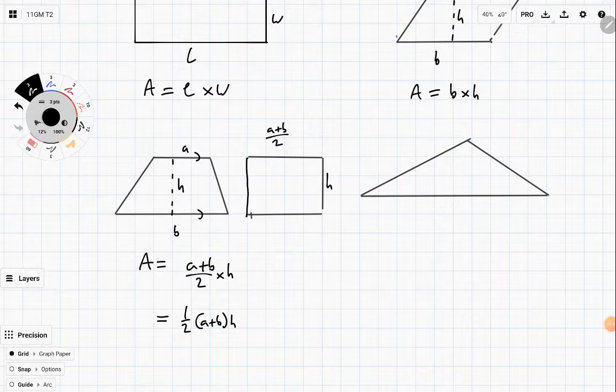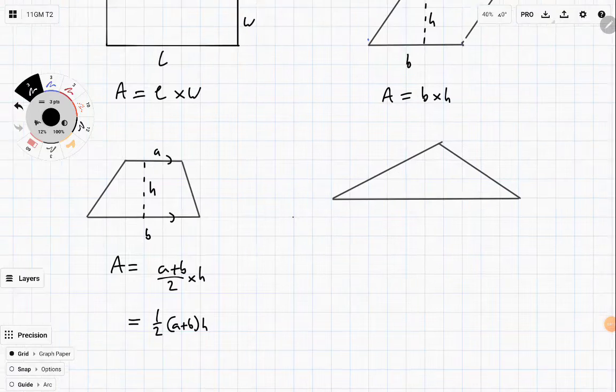Okay? But it's half the average size, it's the average size of the two parallel sides times the distance between. There's a song for it. It goes, half's the sum of the parallel sides times the length between them. That is how you calculate the area of a trapezium. Alrighty, so that is a trapezium, which leaves us with one shape left, which is a triangle.